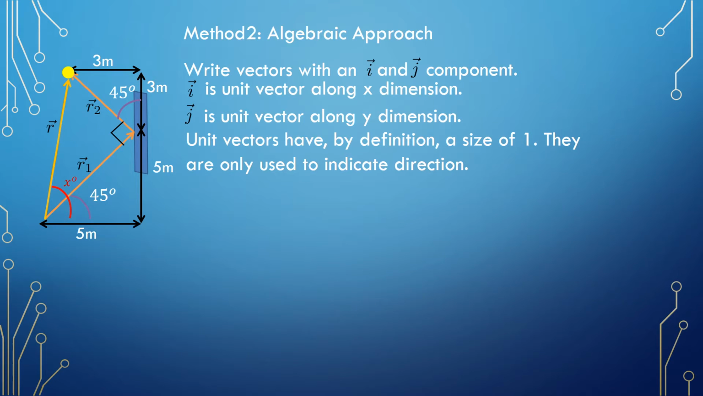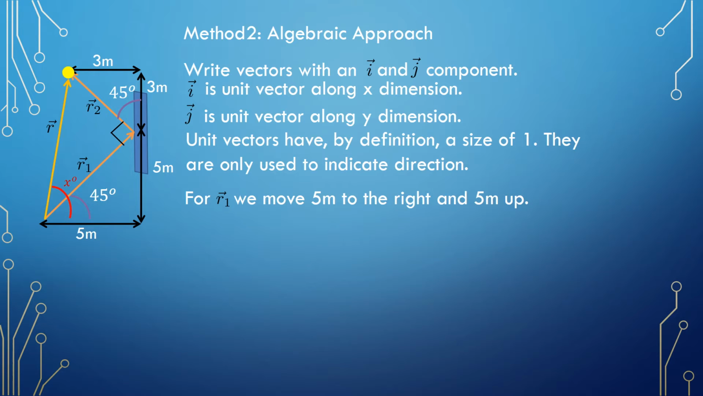And what are unit vectors? Unit vectors have, by definition, a size of 1, and they're only used to indicate direction. They have a size of 1, so if you put a unit vector on, it does not change the size of whatever you're measuring, and they're just used to indicate direction. They're extremely useful, and the best way to understand this, in my opinion, is to look at an example.